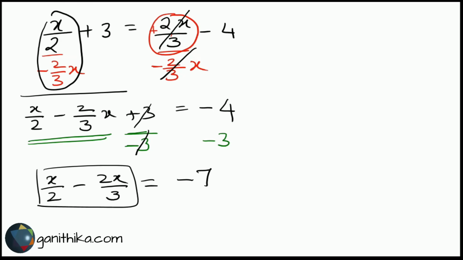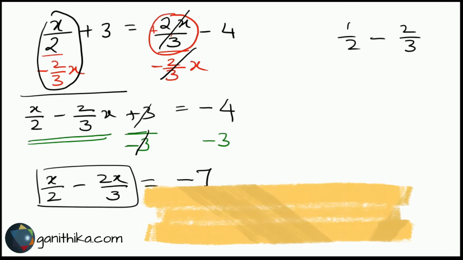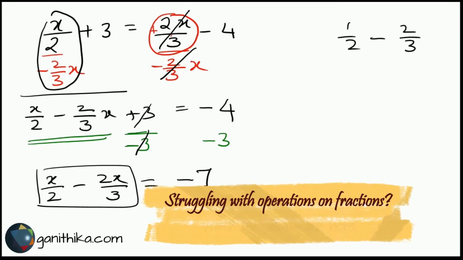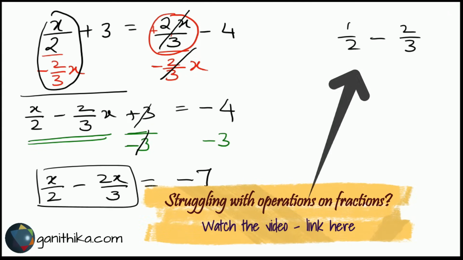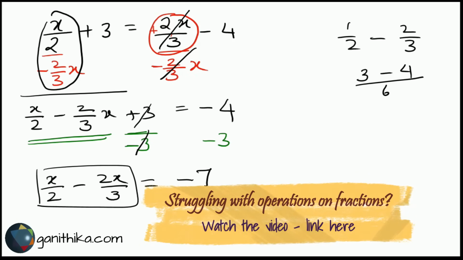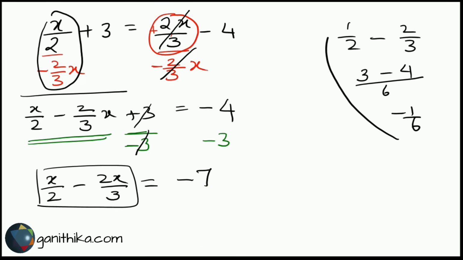This is same as 1 over 2 minus 2 over 3, forget about the x. So forgetting about the x, this is same as subtracting two fractions. So we will be taking the LCM, and then we will cross multiply and we will see 3 minus 4, which is negative 1 over 6. This is how we do for normal fractions in numbers.